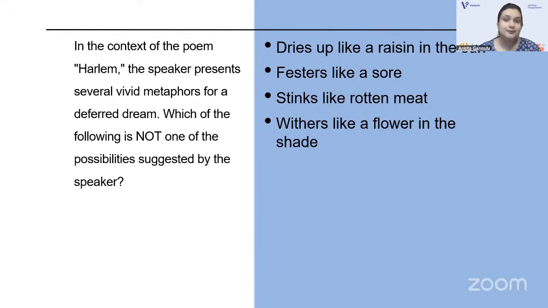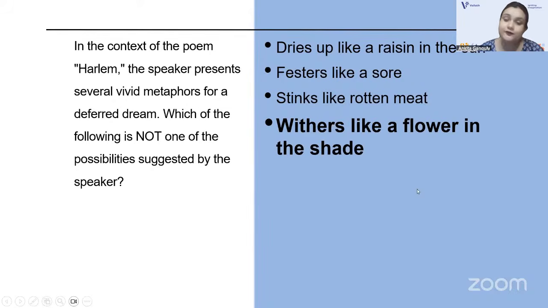Right? He talks about it drying up like a raisin in the sun. Yes. So this metaphor, this imagery of getting dried up like a raisin in the sun, has been used. The imagery of festering like a sore is there. It stinks like rotten meat is there. But withers like a flower in the shade, this metaphor or this imagery, has not been evoked in the poem Harlem to talk about the state of deferred dreams. Okay, so option D would be the correct answer.